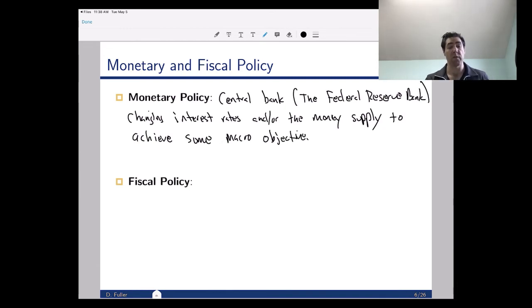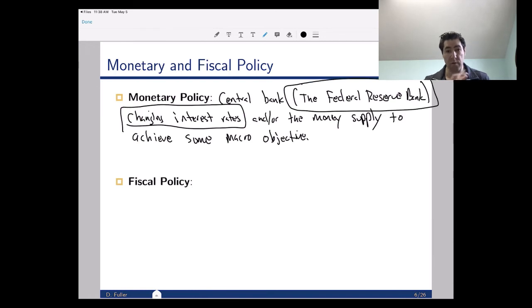So really, monetary policy is the Federal Reserve Bank, and in the end, it's really going to be changing interest rates, which is the key part of monetary policy as it's conducted today. Monetary policy, we're thinking Fed, we're thinking interest rates.